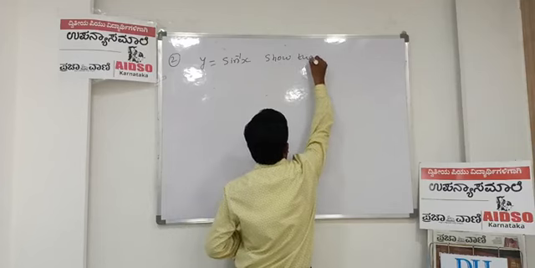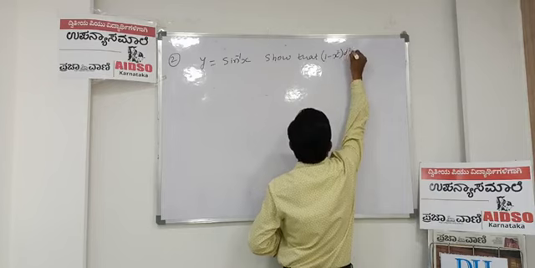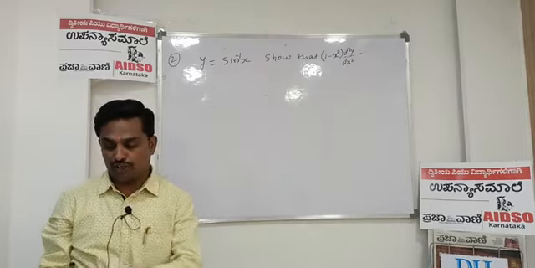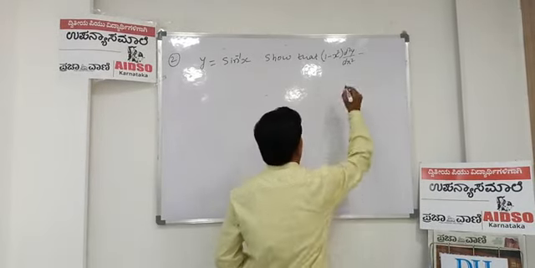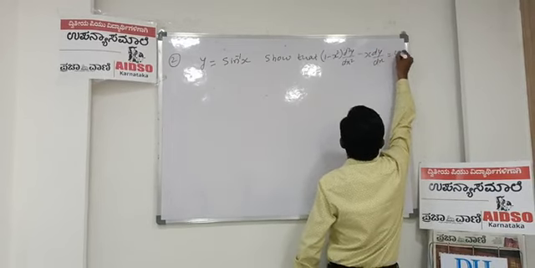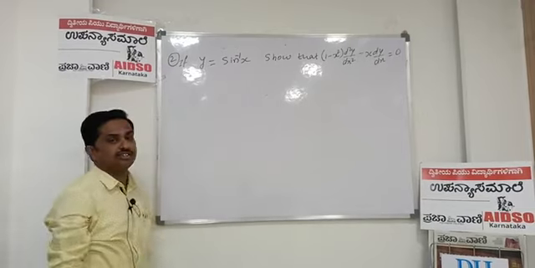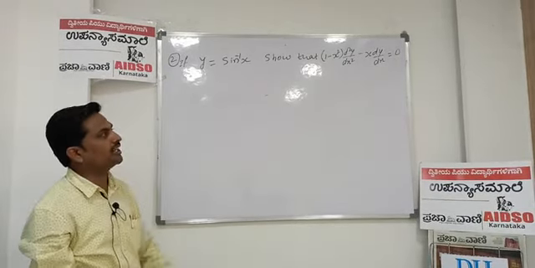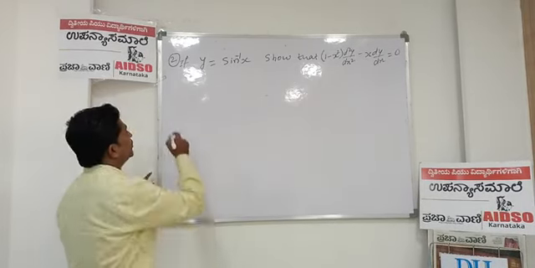(1 minus x square) d square y by dx square minus x dy by dx is equal to 0. So by taking the condition y equals sine inverse x, we need to show this result: (1 minus x square) into d square y by dx square minus x dy by dx equals 0. How to prove this result?